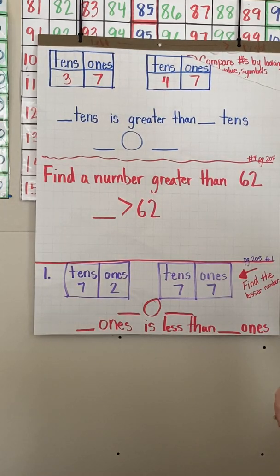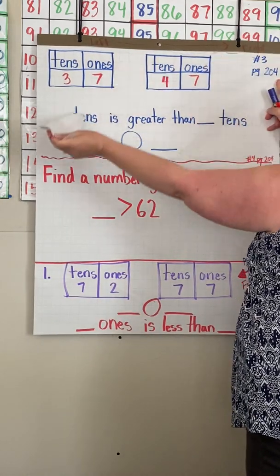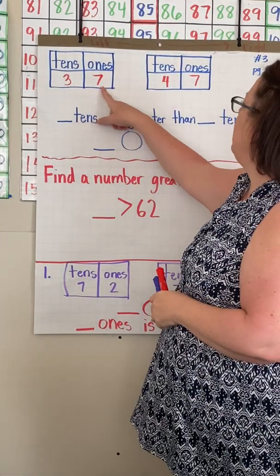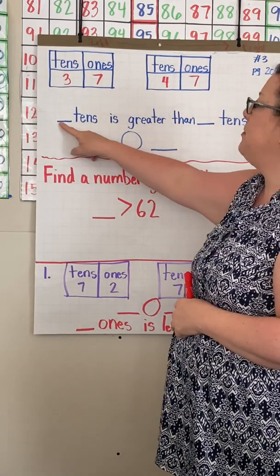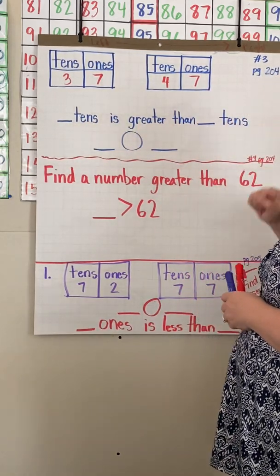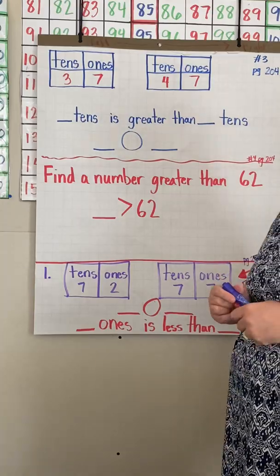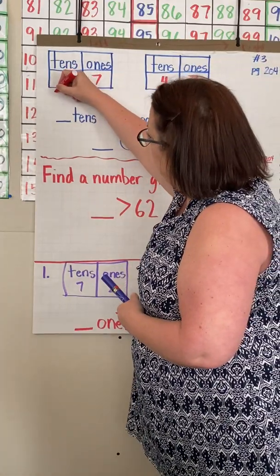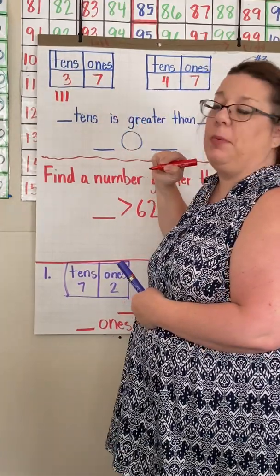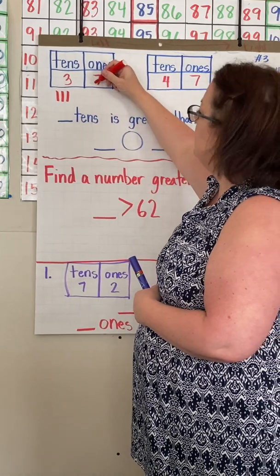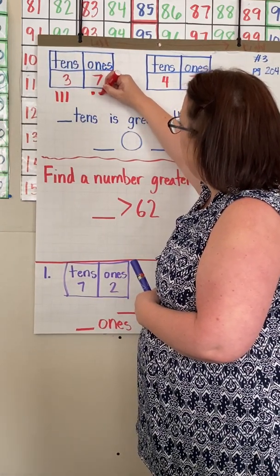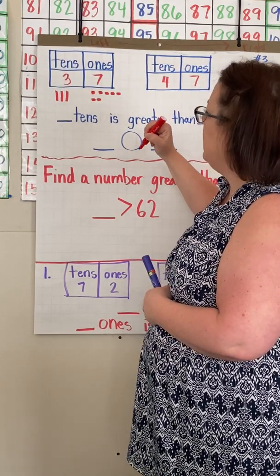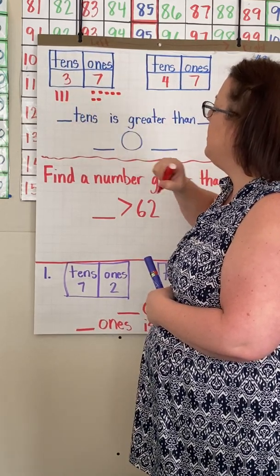So we have 37. This is problem number 3 on page 204. We have 37 and 47. And it says blank tens is greater than blank tens. I better draw my tens and my ones. So it says 3 tens. 1 10, 2 tens, 3 tens, and 7 ones. 1, 2, 3, 4, 5 new lines, 6, 7. So I have 3 tens and 7 ones.